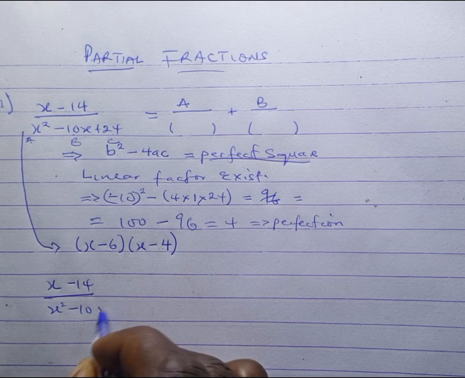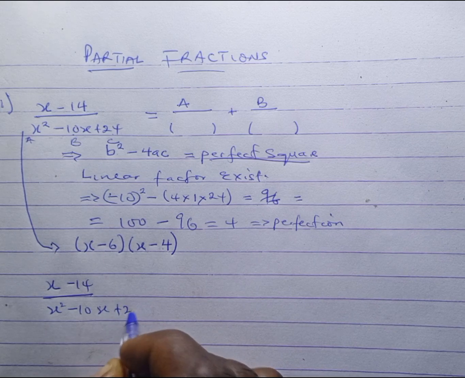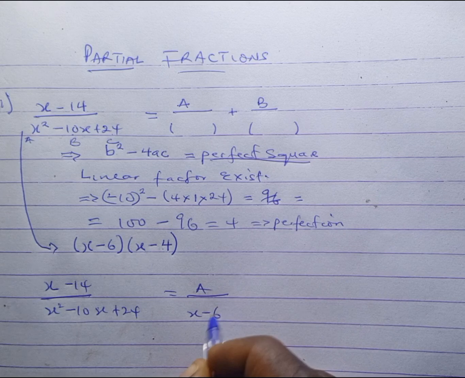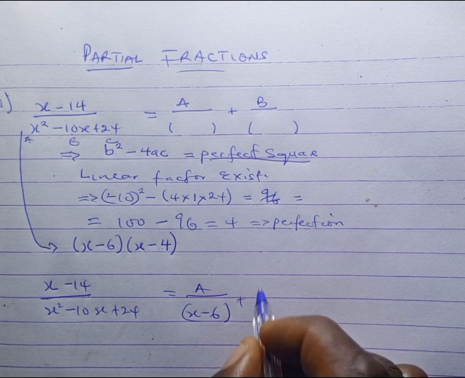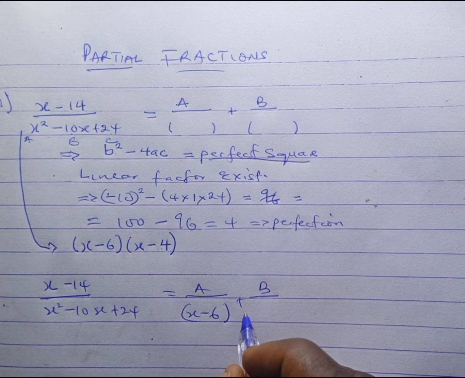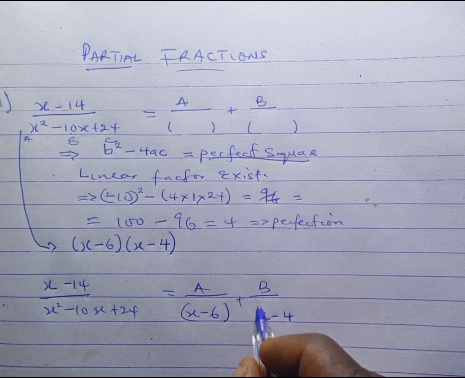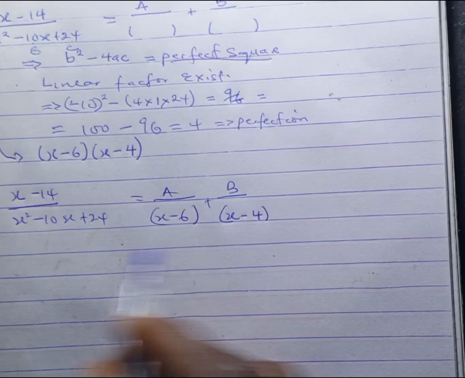So if I'm to rewrite that now, so I'm talking about (x minus 14) over x squared minus 10x plus 24 is actually A over x minus 6 plus B over x minus 4.